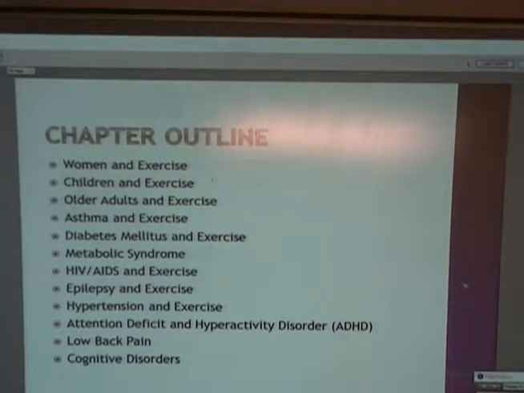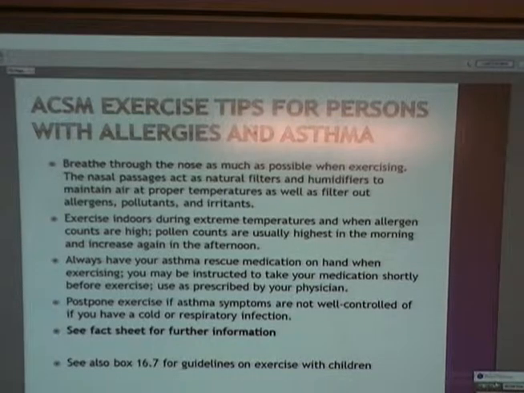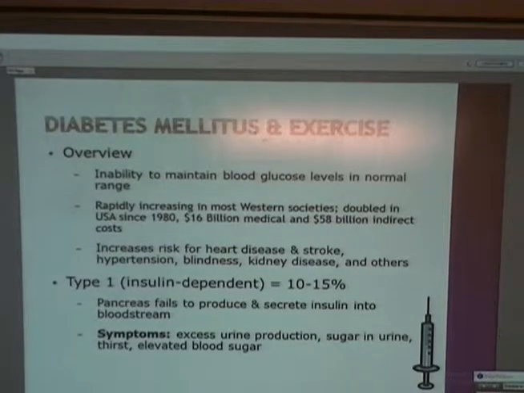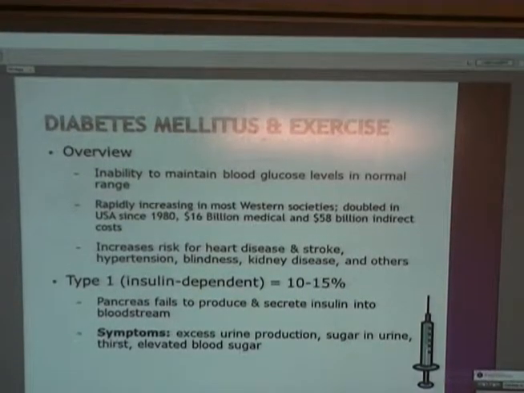Okay. All right, so I'm going to skip asthma because I really, really want to go over diabetes with you. So if I have time, I'll come back. But it's really important that you understand the differences between type 1 and type 2 diabetes. So I want to spend time on that since we've only got the one lecture. Okay?